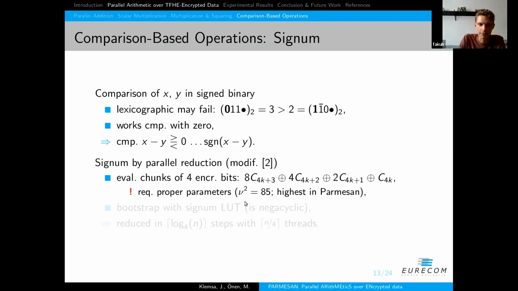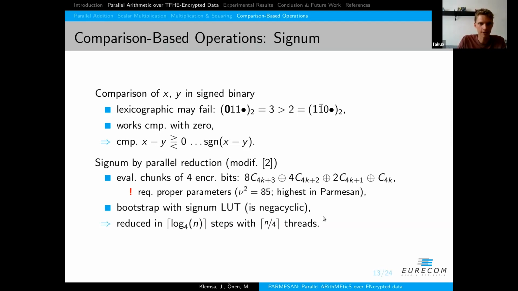For this purpose, it's very important to use proper TFHE parameters, because here we take 8 times ciphertext plus 4 times ciphertext, and the noise might grow very much. In the TFHE parameters paper, there is the value of the noise variance for those who are interested. For Parmesan, we need at least 85, and this is the highest value in Parmesan. So it's very important to choose a proper parameter set to be able to accommodate the noise from this operation.